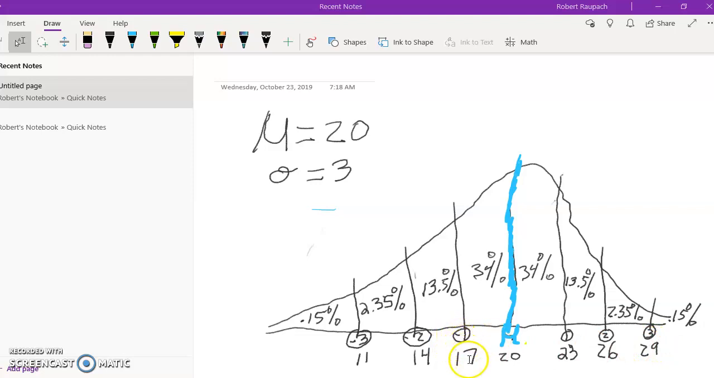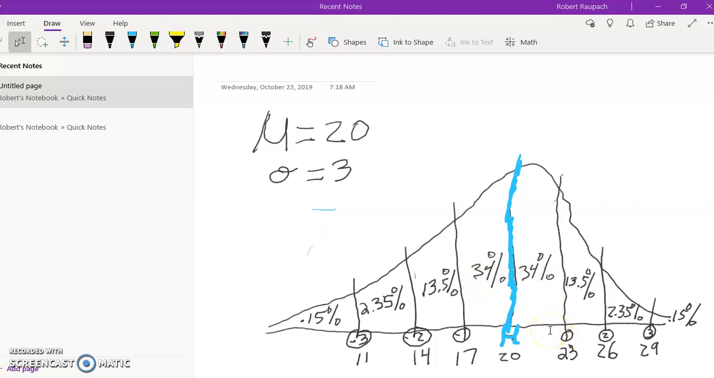And in the other direction, 17 represents one standard deviation lower, 14 represents two standard deviations lower, and 11 represents three standard deviations lower. Okay, so really, for any of these problems, all you want to do is add up the percentages of what they ask you. So if I were to ask you, what is the probability that I randomly pick a test score between 17 and 23, you would say 68%, because there's 34% plus 34%, and you get 68%.